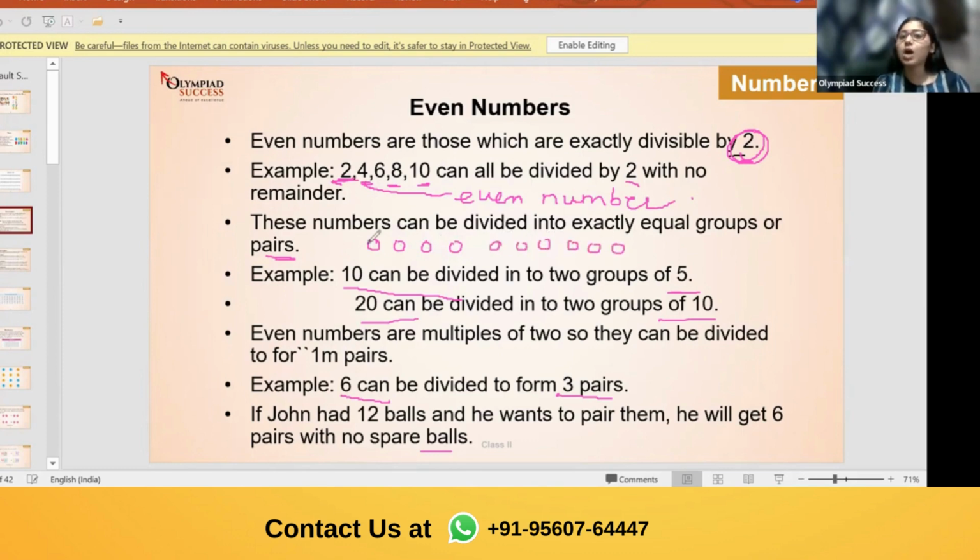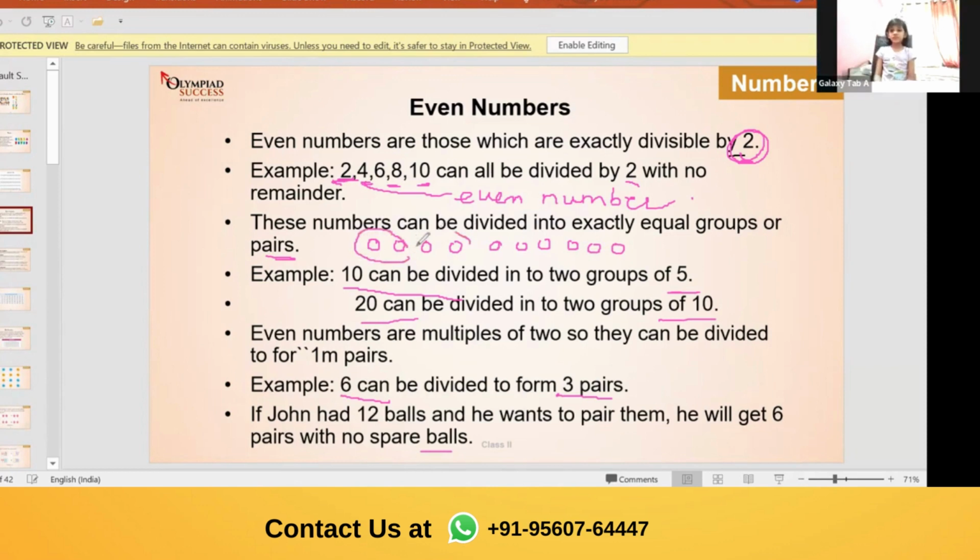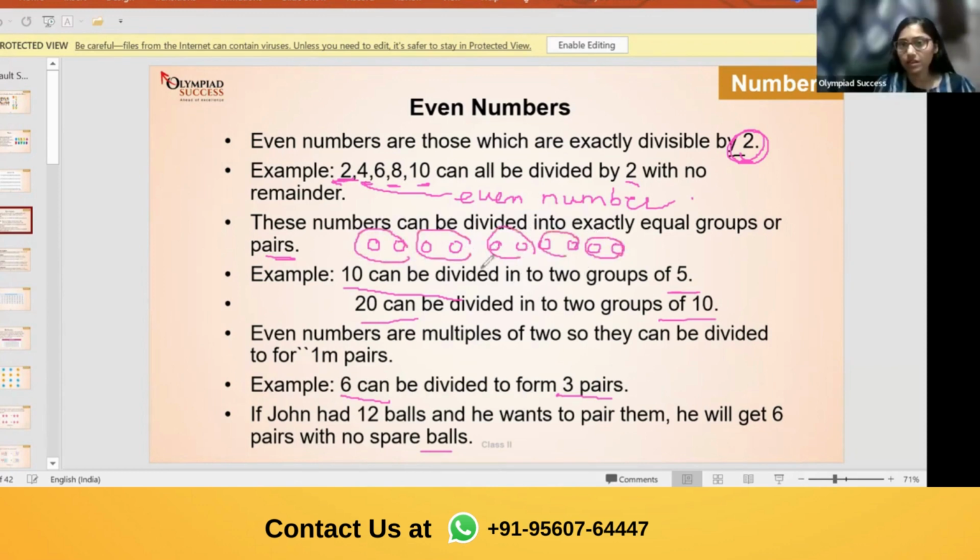9, 10. So how many groups can I make in pairs? Who will tell me? Yes, Krishna, you are right. It's 5. Yes, Ishanvi, 5. So we can make 5 pairs. For example, 1, 2, 3, 4, 5. Same goes with 20. If I have 20 balls, I can make 10 pairs.